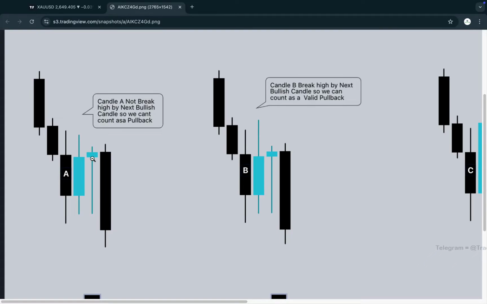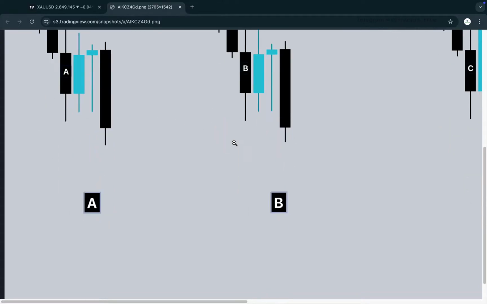Again, what happened in the next second bullish candle is it tries to go higher but is not able to break the previous A candle high, because this candle's high and low are still protected. If this is protected, we can't mark it as a valid pullback. So this is an invalid pullback. The same thing is applicable in diagram B.